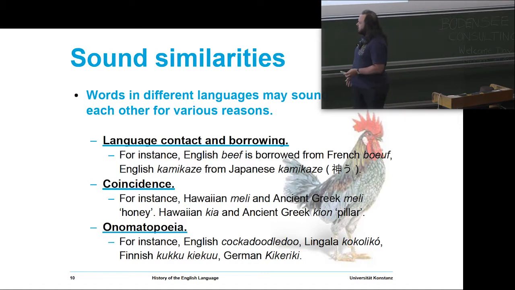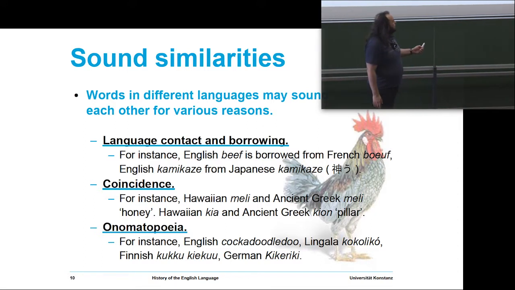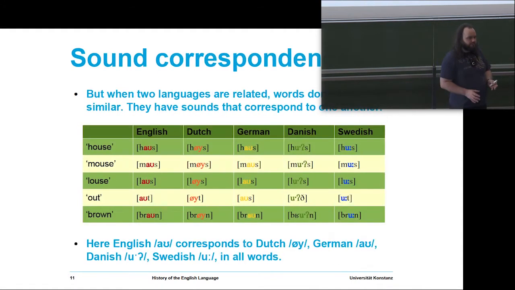That's fine, right? There aren't any languages, or at least not that I know of. Tell me if you find a counterexample, but my hypothesis is that there are no languages where this guy goes peng, peng, peng, right? That's not the noise that this thing makes. So those are 3 reasons that words can be similar that have nothing to do with relatedness.